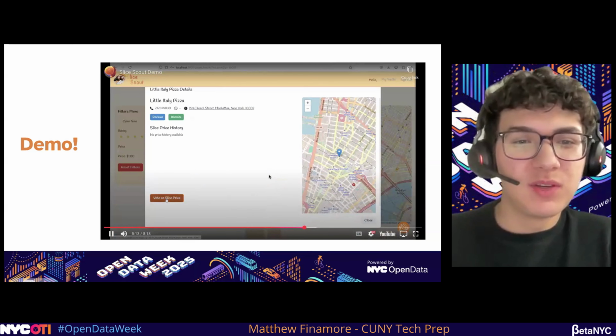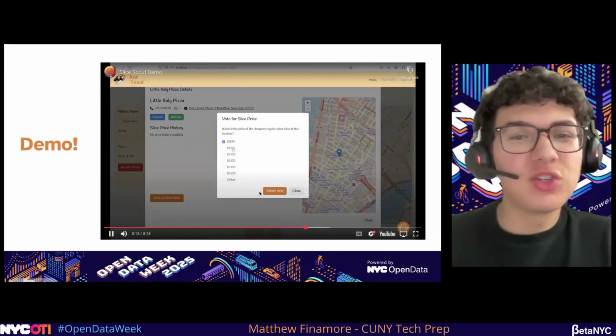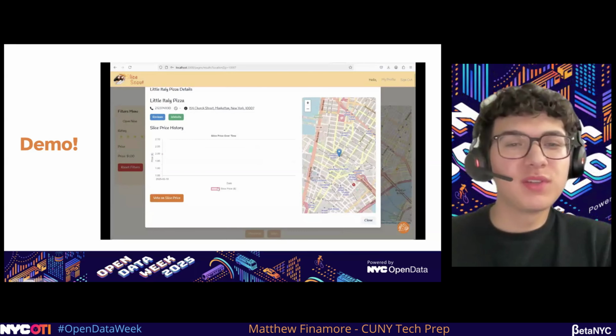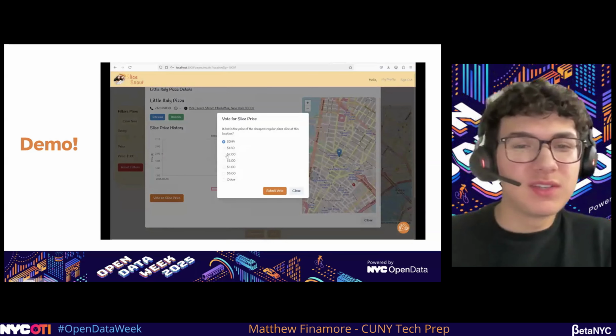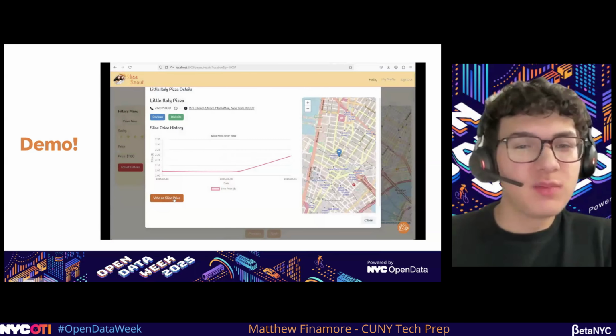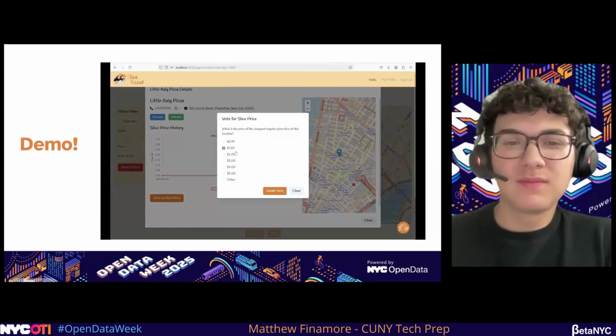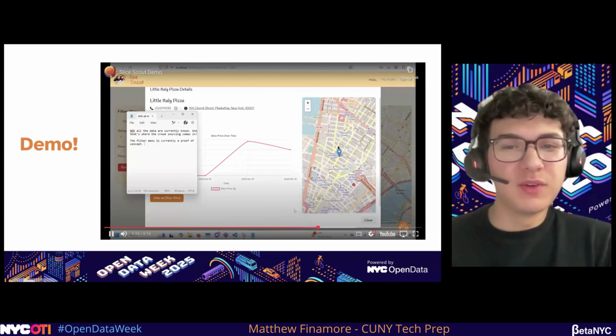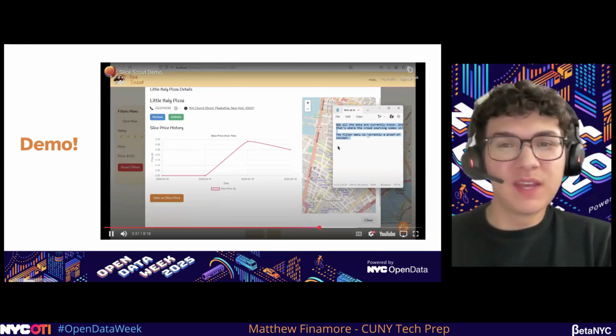And when you click on them, you can vote on the slice price. So each user will be able to vote and see what's the most up-to-date price. So as you can see, you can even check the trend of pizza prices as it goes up or down so that you know before you go if your dollar will get you a 99-cent pizza slice. And if not, you will know.